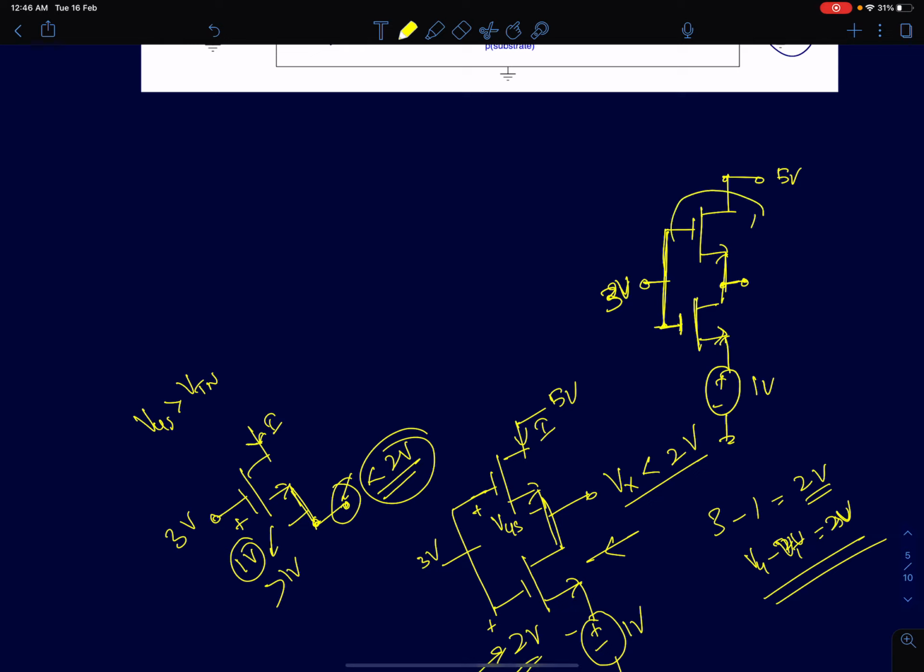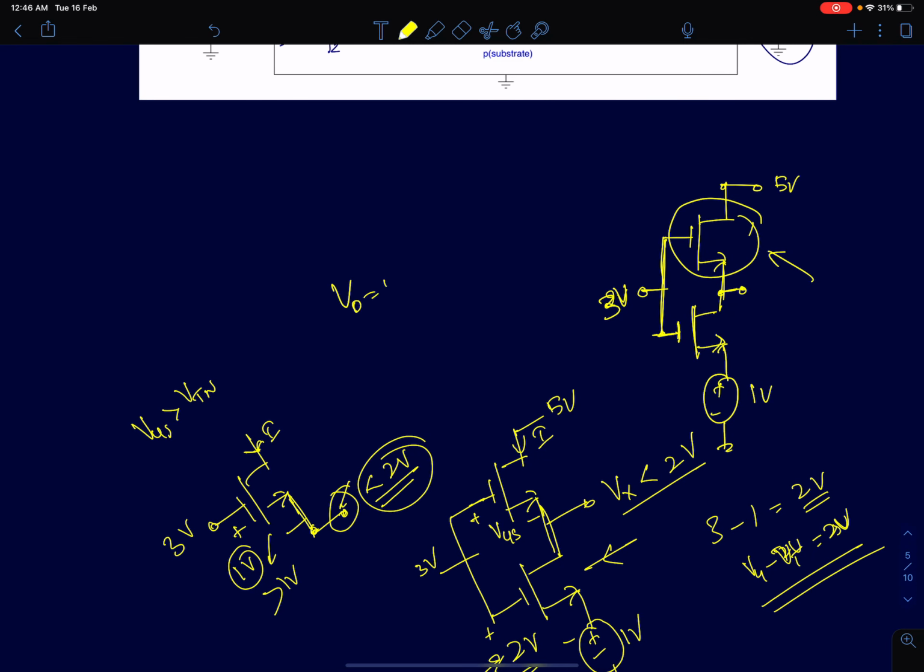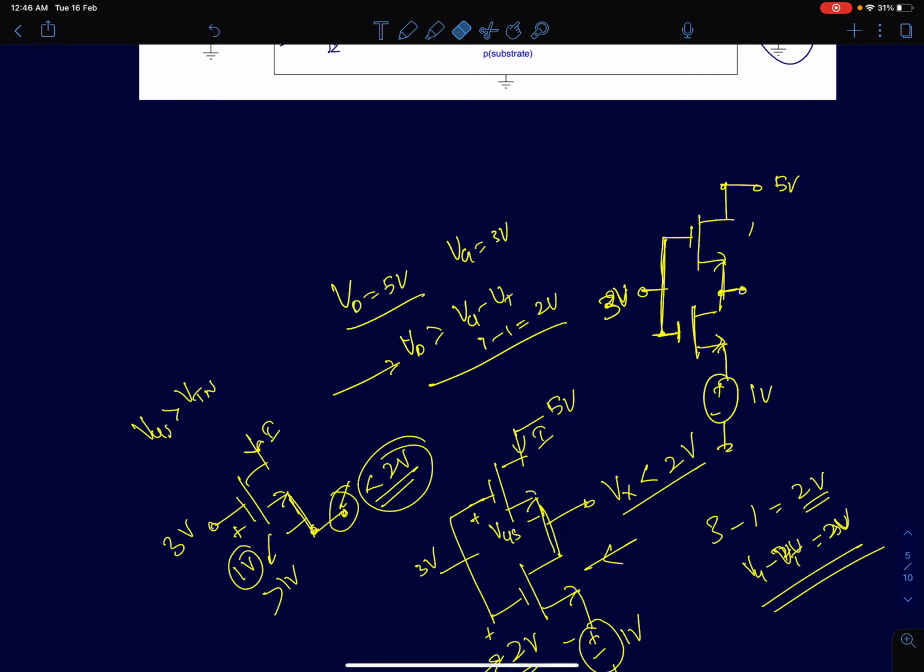First let's look at the upper MOSFET, which is the first MOSFET. The drain voltage is 5 volts. The gate voltage is at 3 volts. The condition for this first device to be in saturation is that the drain voltage should be greater than Vg minus Vt. Vg is 3 minus 1 for Vt, which is equal to 2 volts. If Vd is greater than 2, then the device is in saturation. Since Vd is 5 volts, the device will be in deep saturation. So the first device is in the saturation region.